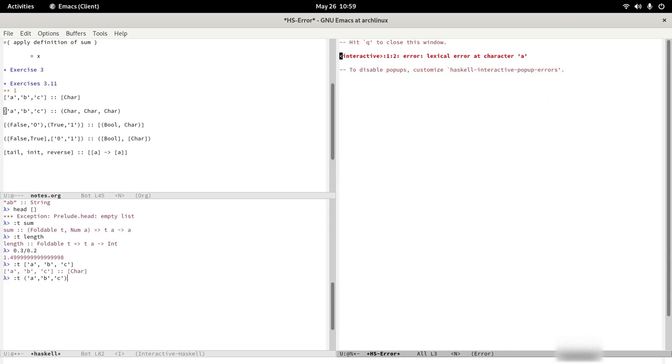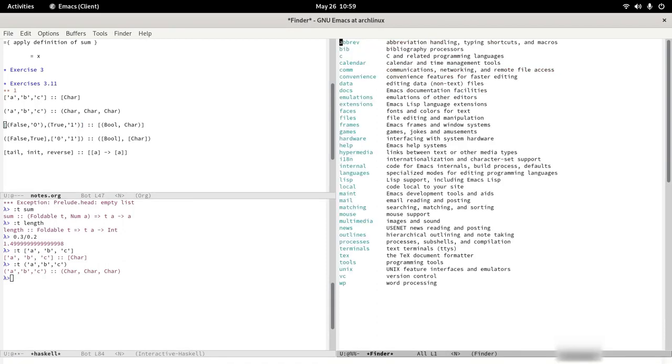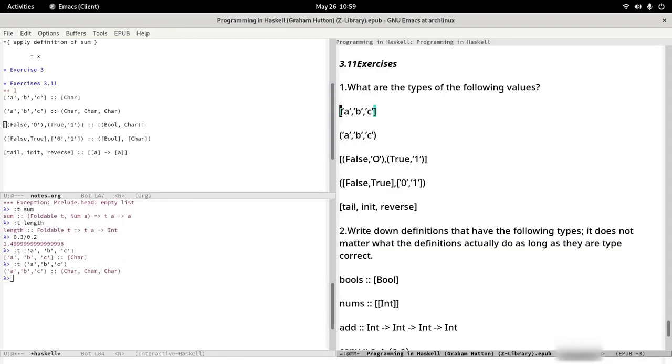Lexical error. Excuse me. Huh? Oh, these are those weird quotes from the ebook. Okay. That's annoying. Yes, we got that right. I mean, I think we have the exercise correct. I'm not going to check everything. The last one is kind of hard though. Yes, we got it right.